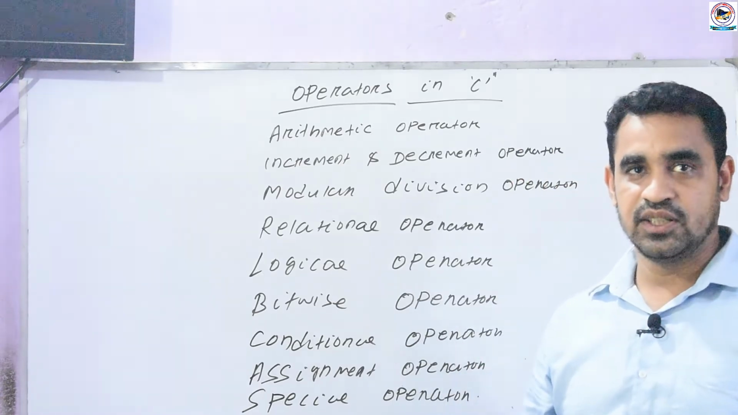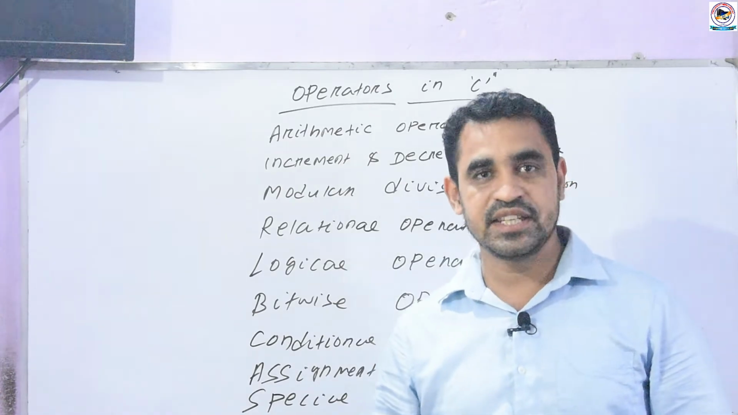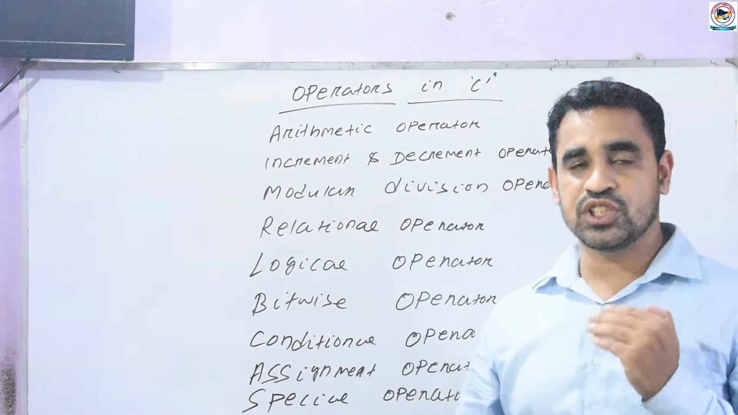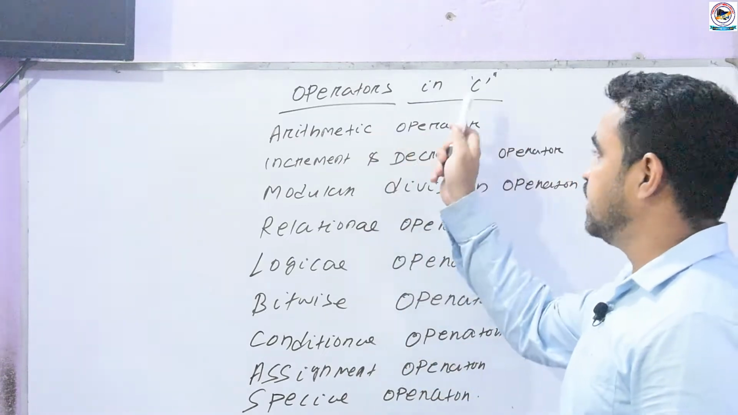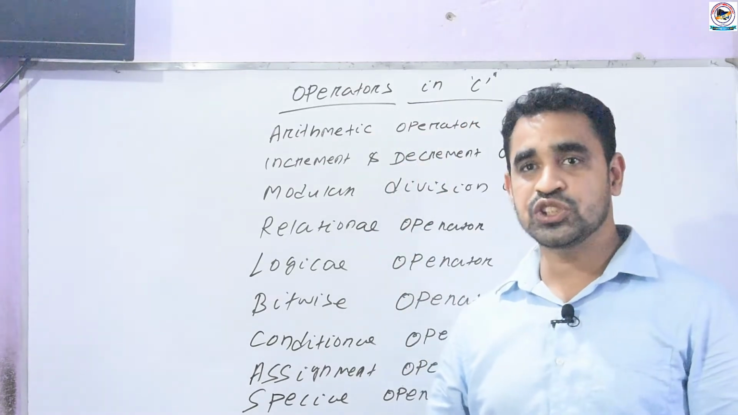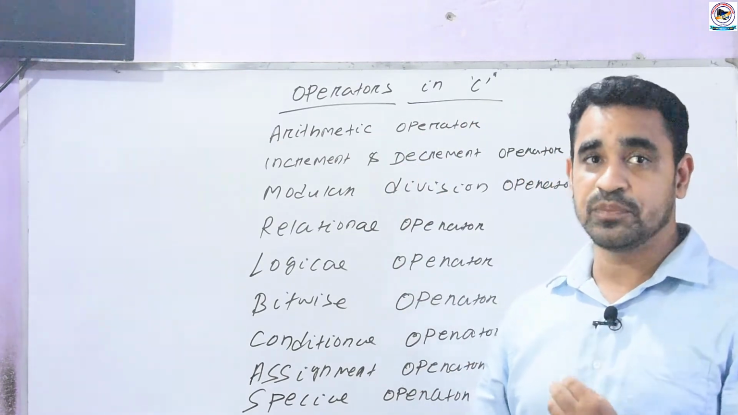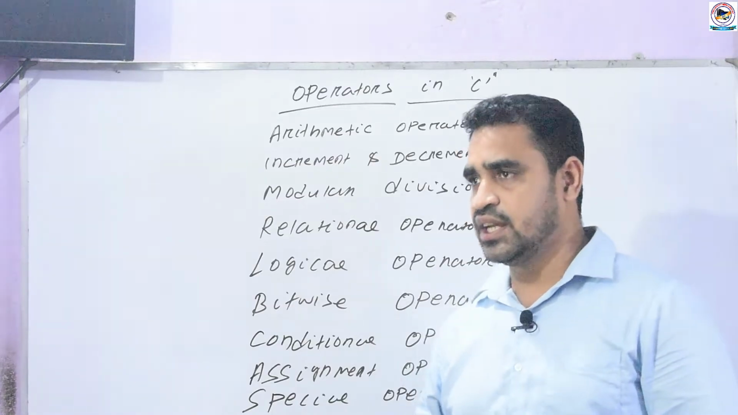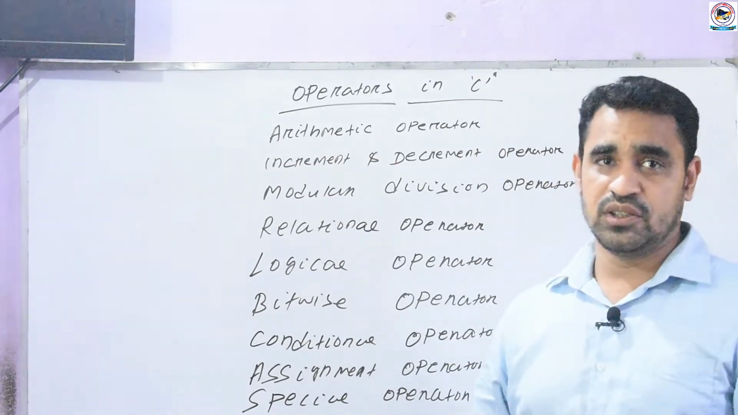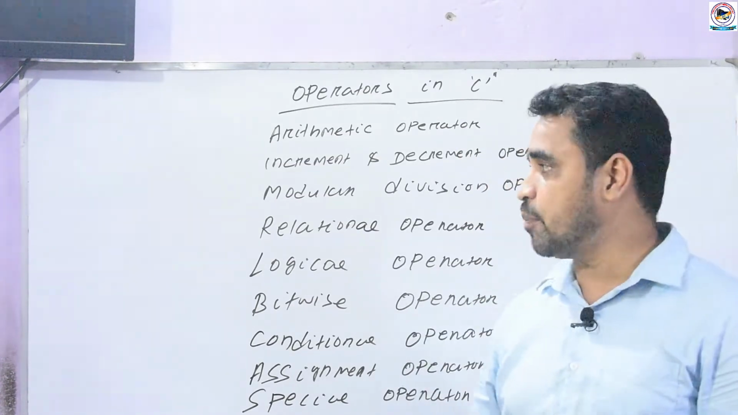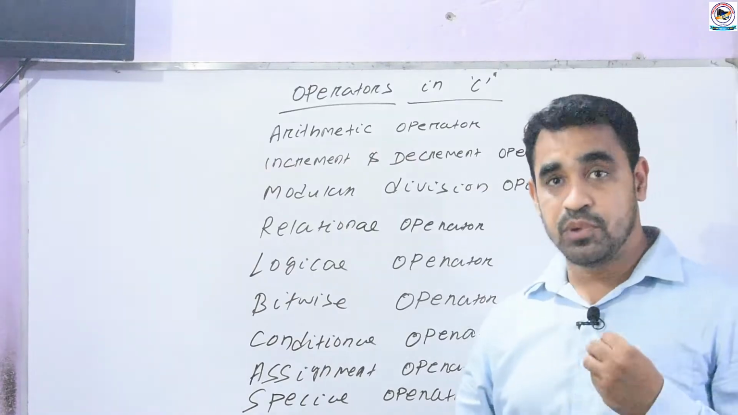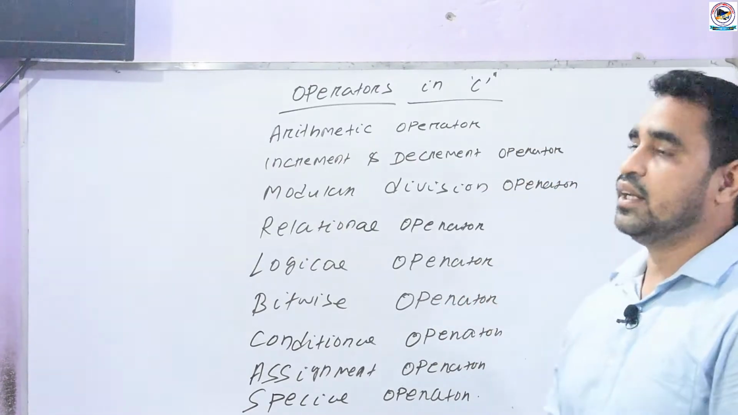Hello friends, today is our 6th class in C programming language. Today we discuss operators in C. Operator is the most important concept and element of the C programming language. Operators are the symbols which work on the operands.